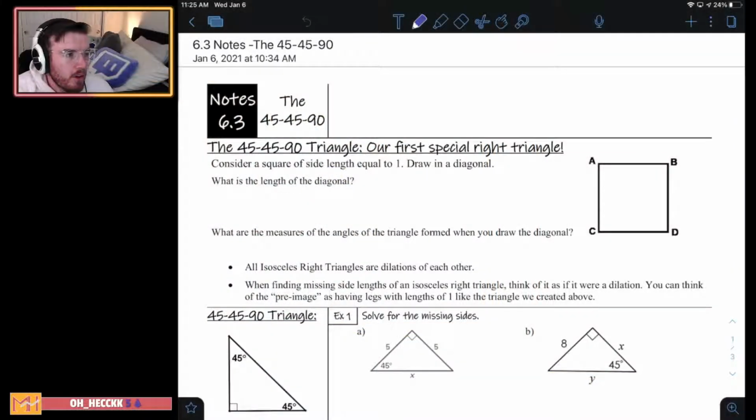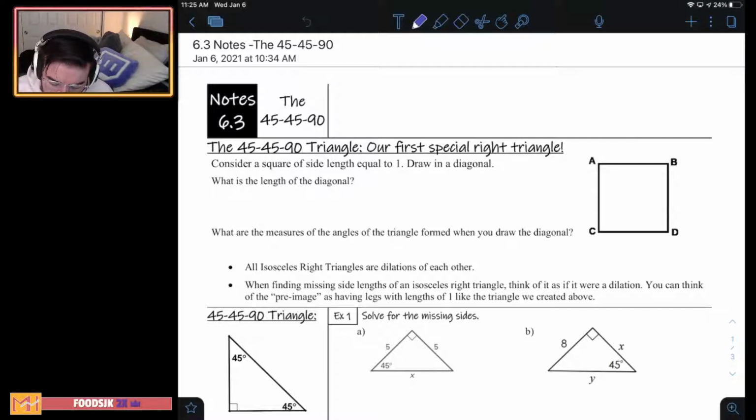Today we're looking at the 6.3 notes. So let's go ahead and transition into that. Yeah, we're looking at Unit 6, Lesson 3. We're talking specifically about triangles that are 45, 45, 90.